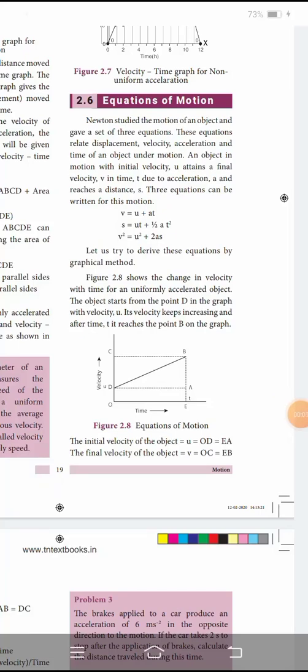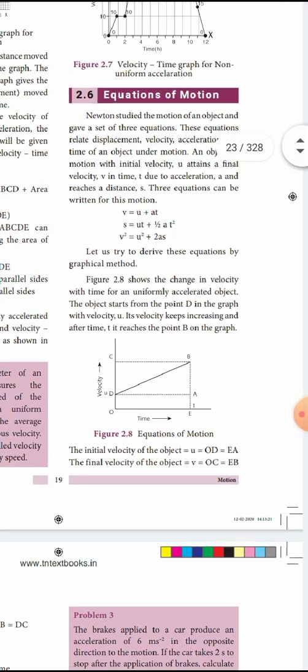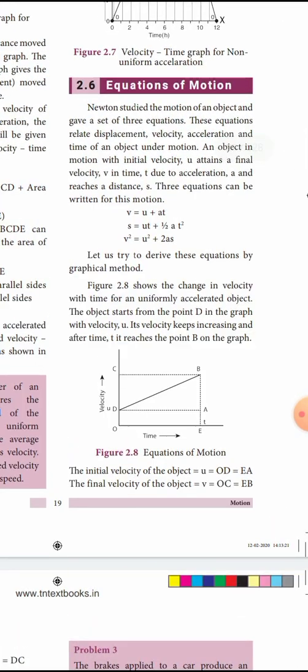Students, look at the next topic 2.6, that is equations of motion. What is the next topic? Equations of motion. Newton studied the motion of an object and gave a set of three equations. These equations relate displacement, velocity, acceleration and time of an object under motion.